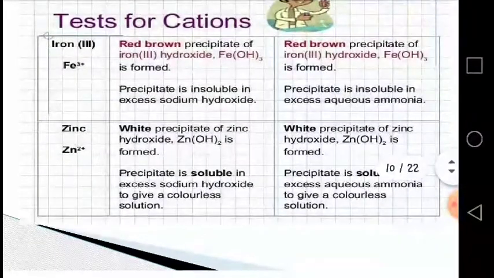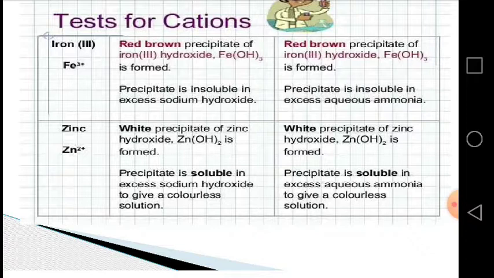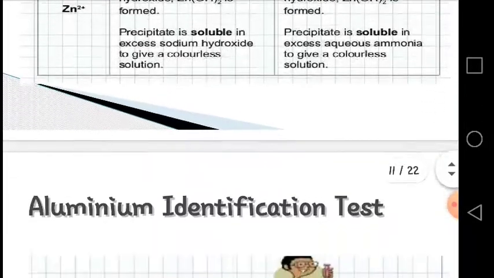Now we are focusing on zinc. When zinc solution reacts with sodium hydroxide solution, a white precipitate of zinc hydroxide is formed, and these precipitates are soluble in excess of sodium hydroxide, and they give a colorless solution. And when the zinc solution is added with aqueous ammonia, it also forms white precipitates, and these white precipitates are soluble in excess of aqueous ammonia to give a colorless solution. This is how we can identify zinc with both sodium hydroxide and aqueous ammonia.